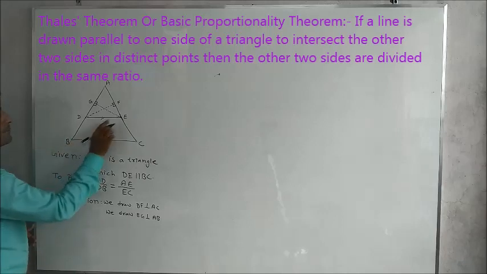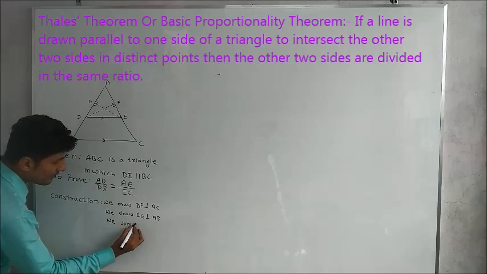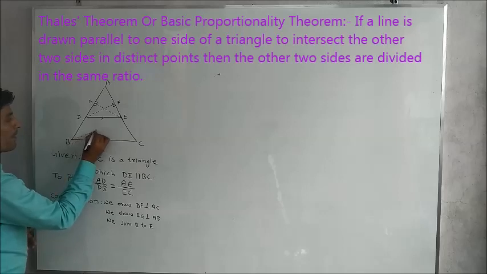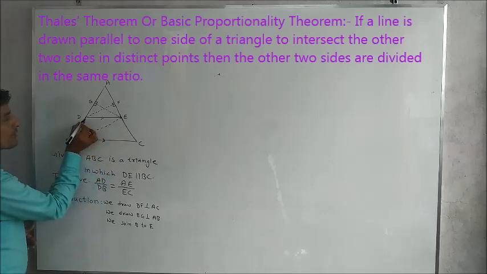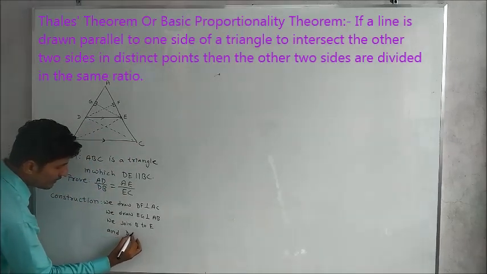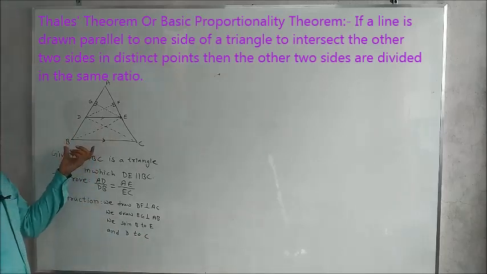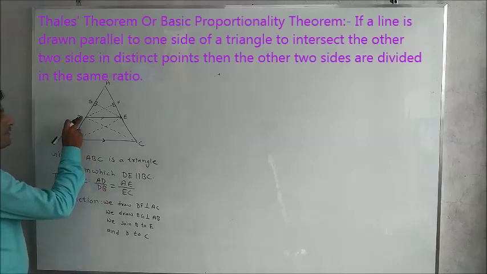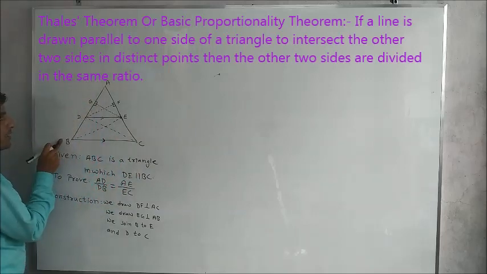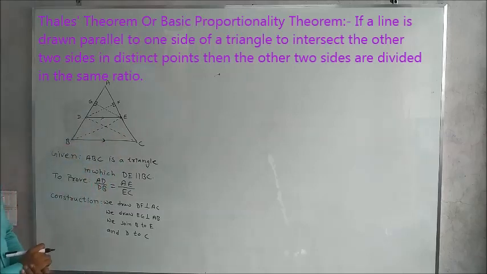After that, we join B to E and D to C also. So let us see the constructions once again. First of all, we have drawn DF perpendicular on AC, then EG perpendicular on AB. Second, we join B to E and D to C.